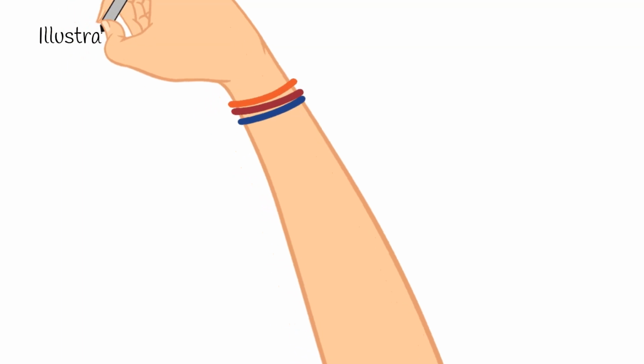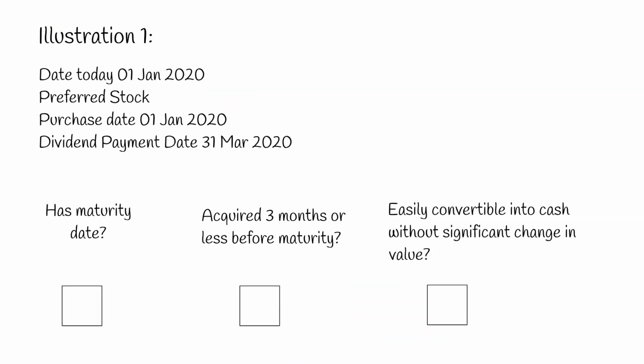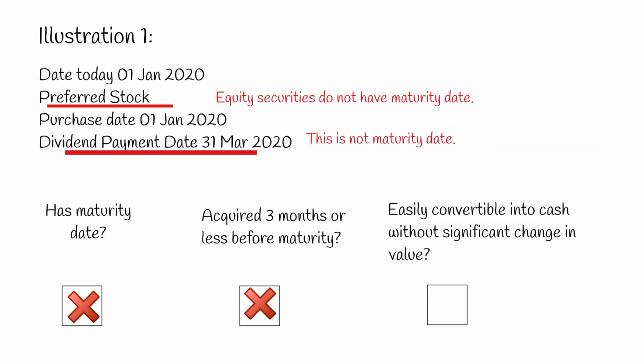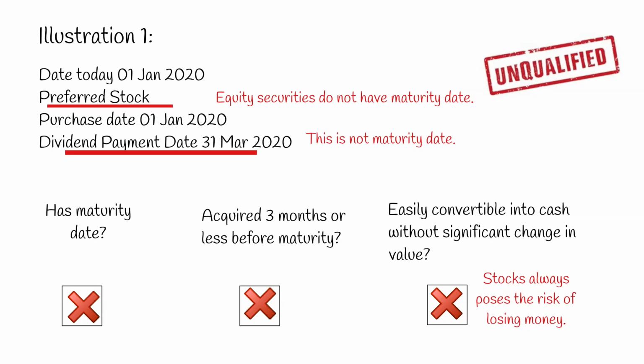So, let's have the illustration. Using the given data, let us use the three questions analysis to determine whether or not the investment is qualified as cash equivalent. Let's analyze. Does the investment have a maturity date? Was the investment acquired 3 months or less before maturity? Is the investment easily convertible into cash without significant change in value? Note, none of the criteria are met. Therefore, the preferred stock is not qualified as cash equivalent, but rather an investment equity.